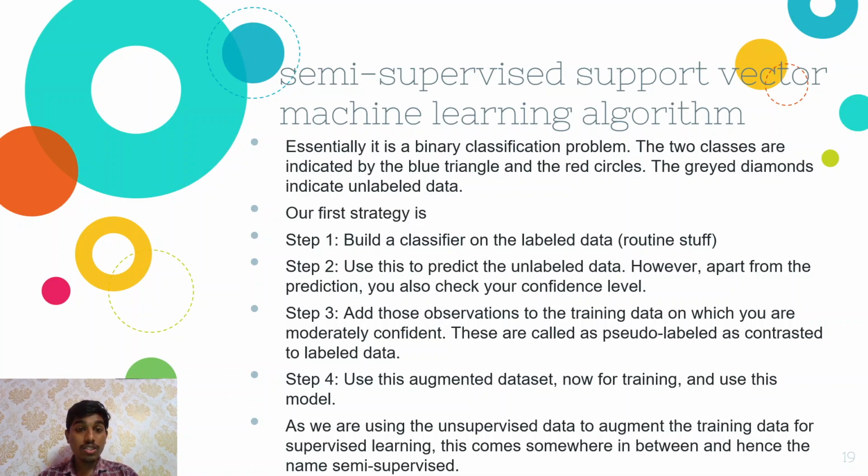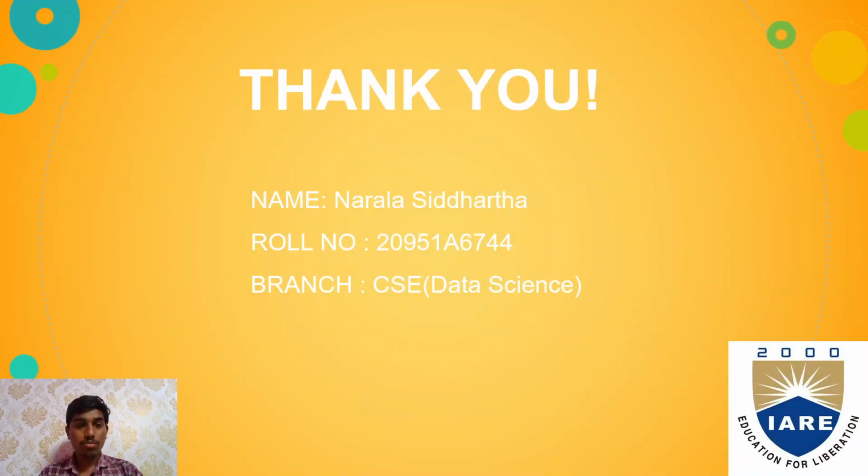Our first strategy is to build a classifier on the labeled data and use this to predict the unlabeled data. However, apart from the prediction, you also check your confidence level. Add those observations to the training data on which you are moderately confident. These are called pseudo-labeled, as contrasted with labeled data. Use this augmented data set now for training and use this model. As we are using the unsupervised data to augment the training data for supervised learning, this comes somewhere in between, and hence the name semi-supervised, as I have said before. So thank you.